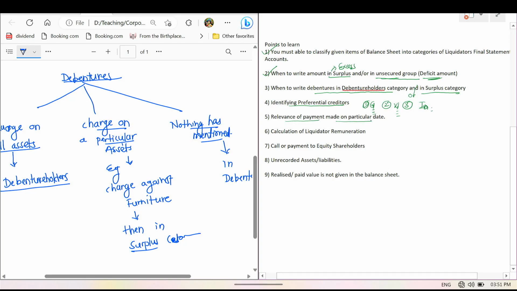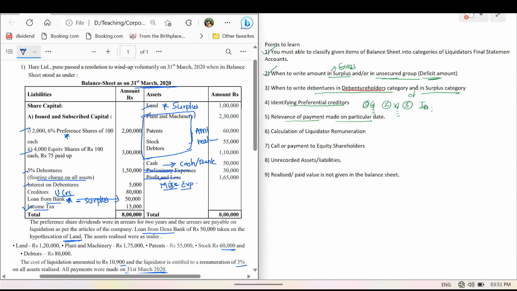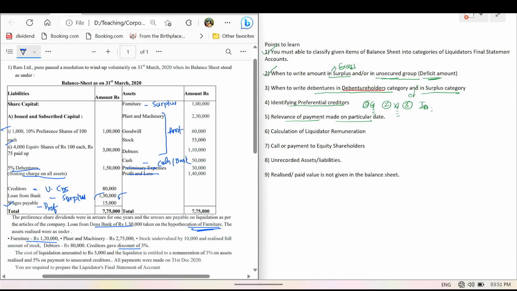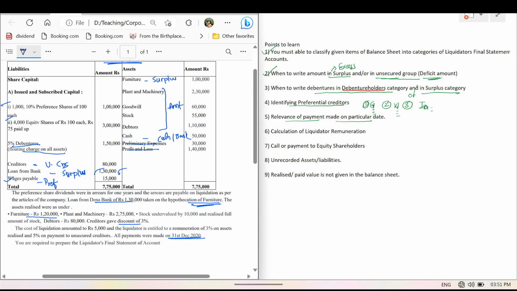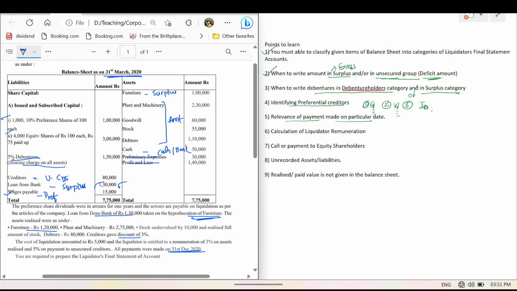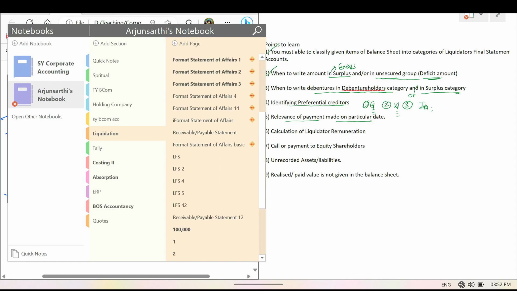Then the relevance of payment made on a particular date. Okay, what is the relevance of payment made on a particular date? Here the date of payment is 31st March, and the balance sheet date is also 31st March. Then after that, in this problem we have 31st March as the balance sheet date and payment on 31st December 2020. That means there is a difference between the balance sheet date and the date of payment. What is the relevance of this date? Now, two related points we do have. Which are they? Should I explain here only or in a format? Yes, in a format.